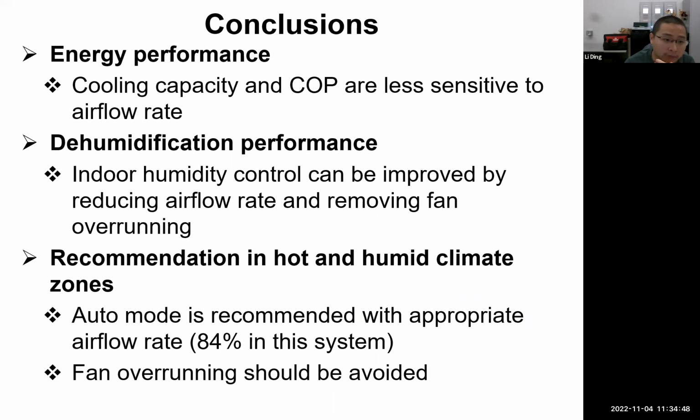So finally, we will give some conclusions. So for energy performance, the cooling capacity and the COP are less sensitive to airflow rate. And for dehumidification performance, the indoor humidity control can be improved by reducing airflow rate and removing fan overrunning. And the recommendations in hot and humid climate zone, auto mode is recommended with appropriate airflow rate. So in this system, 84% is recommended. And the fan overrunning should be avoided.